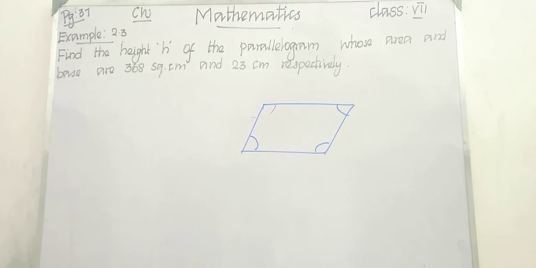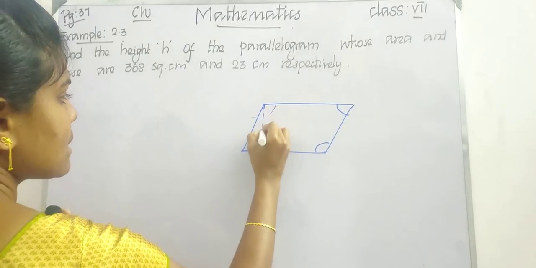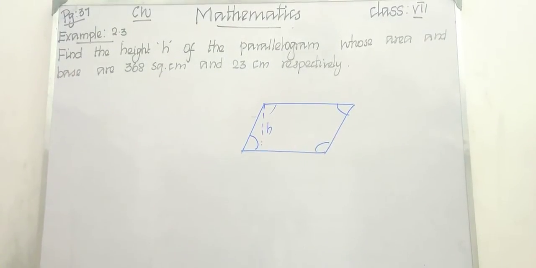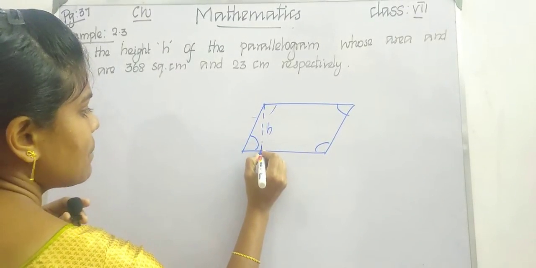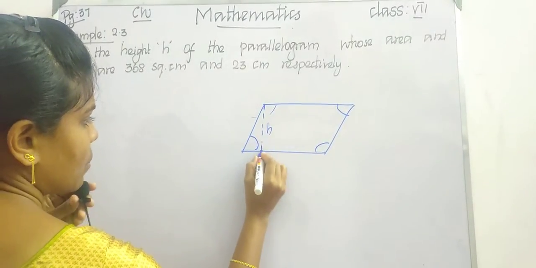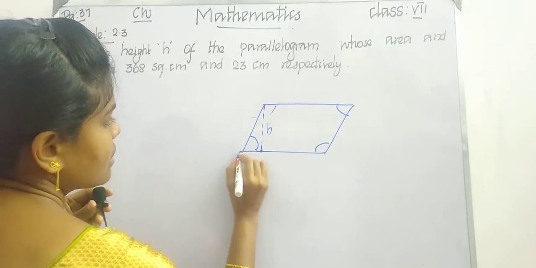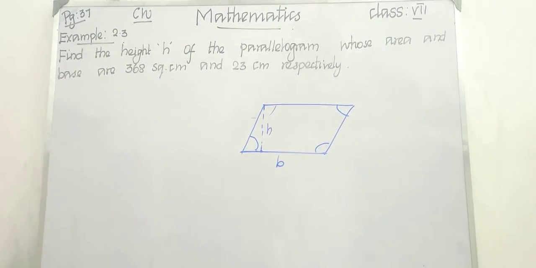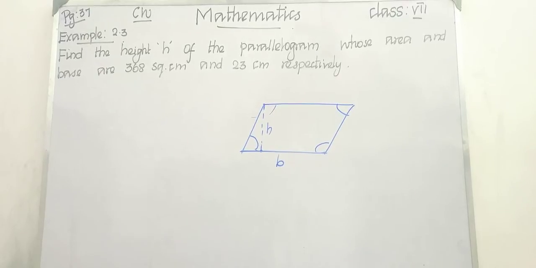So what is the area of parallelogram? B into H square units, right? See, the height is measured with respect to the base. This one is the base of this height, okay. So this is called the base, children. So these are all the things we have learnt about parallelogram, right?